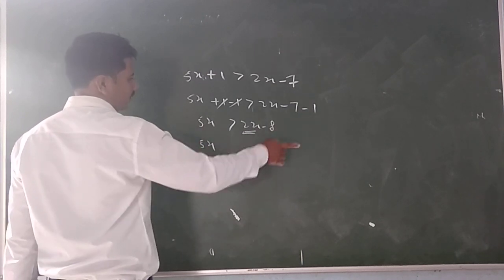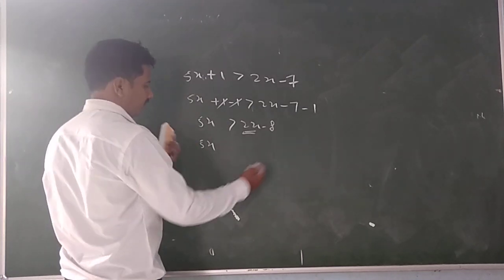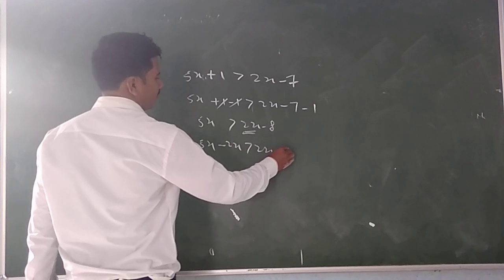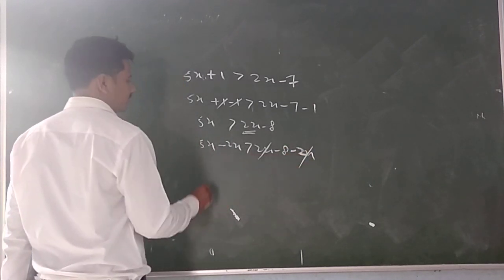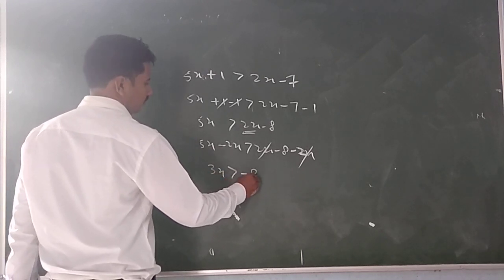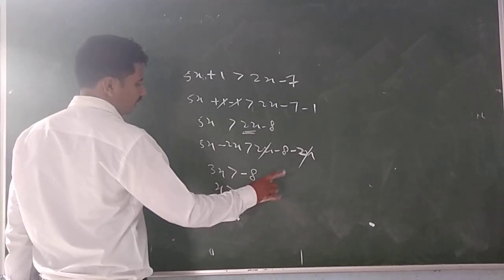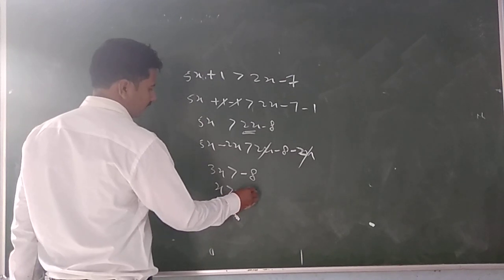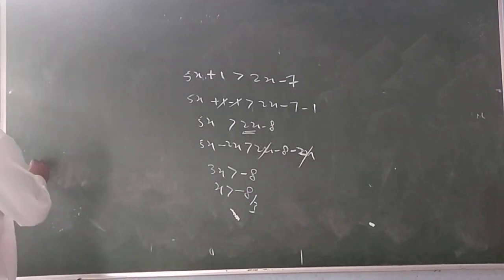Send the variable to one side and the number to the other side. 5x minus 2x, and 2x minus 8 minus 2x. So the 2x cancels. 5x minus 2x is 3x, greater than minus 8. So x is greater than minus 8 divided by 3. We are not dividing by a negative number, so there is no change in the inequality symbol. Minus 8 divided by 3 is your solution: x is greater than minus 8 divided by 3.